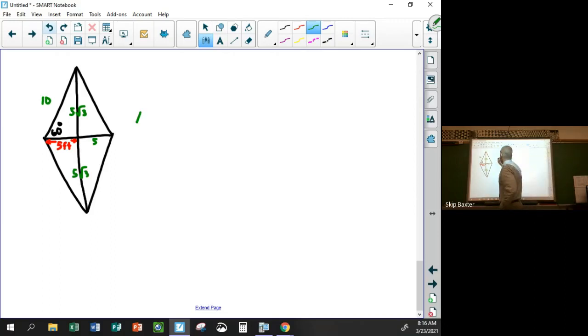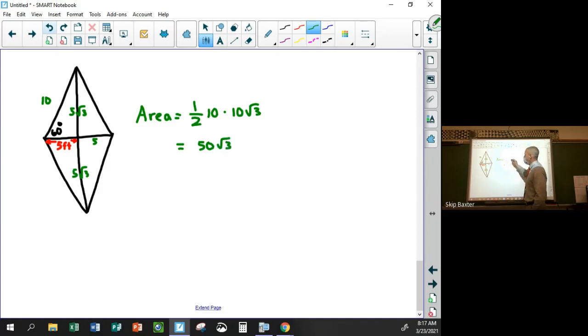So the area here would be 1/2 d1, d2. d1, let's have that be the short diagonal, so it's 10. d2, what's the length of this long diagonal if you add up those 2 pieces? Yeah, 10 radical 3. You take 5 radical 3 plus 5 radical 3, you get 10 radical 3. So this ends up being 50 radical 3. Half of 100 radical 3 is 50 radical 3 square feet.